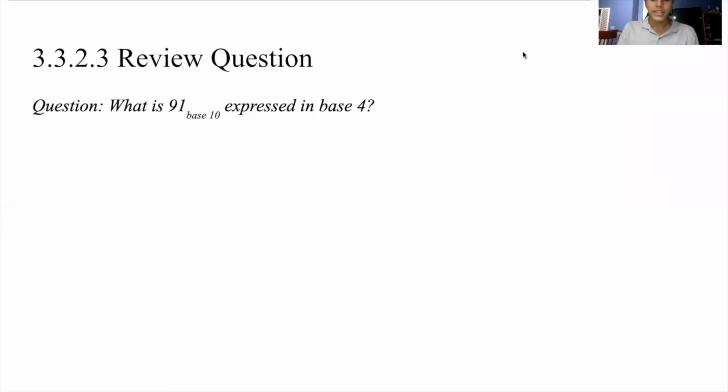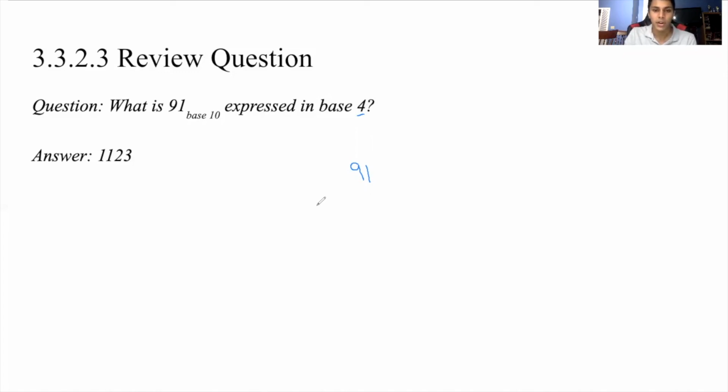So the correct answer to this question was 1123. The question is, what is 91 in base 10 expressed in base 4? Remember, when we're converting from base 10 to another base, we need to figure out the highest power of the base number we're converting to that our base 10 number is divisible by. So let me write out my base 10 number, which is 91. We need to figure out the highest power of 4 that 91 is divisible by.